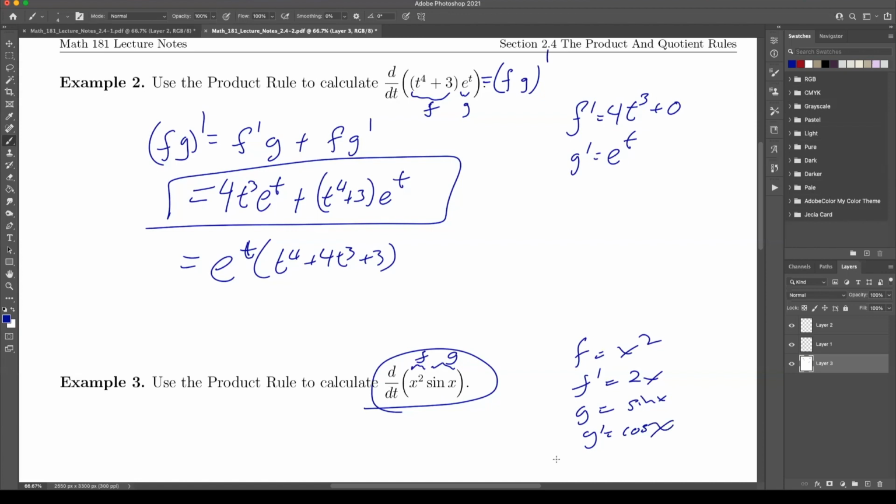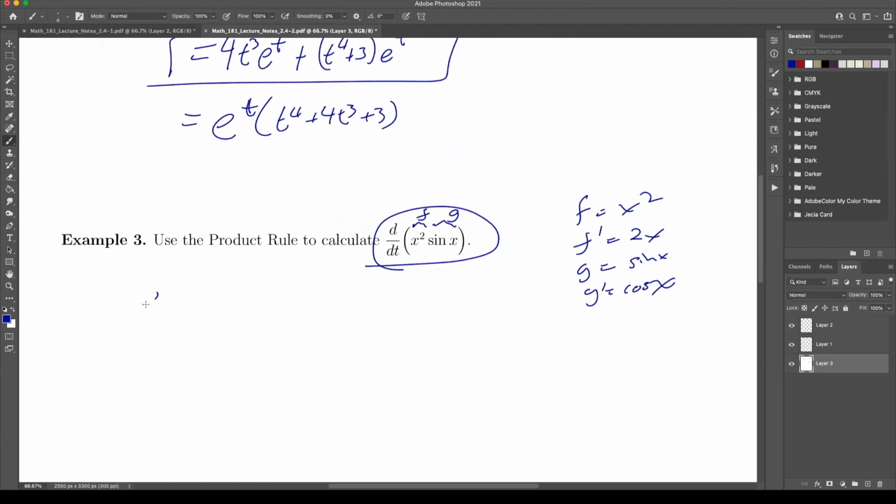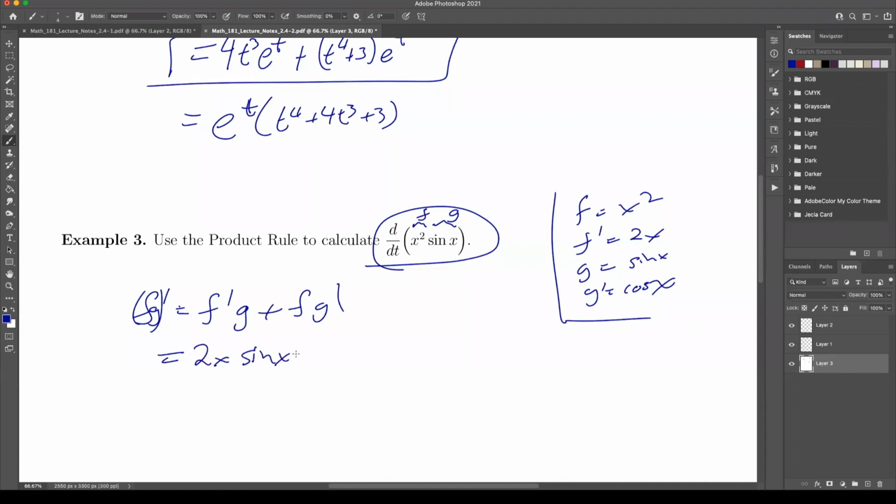Okay, so we've got a bunch of people. All right, so let's just do this. Here, (fg)' is equal to f prime g plus f g prime. If it helps to write this out, by all means do that. And so here we'll have 2x sine of x plus x squared cosine x, and that's our solution.